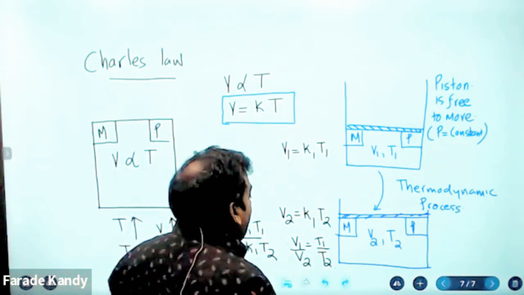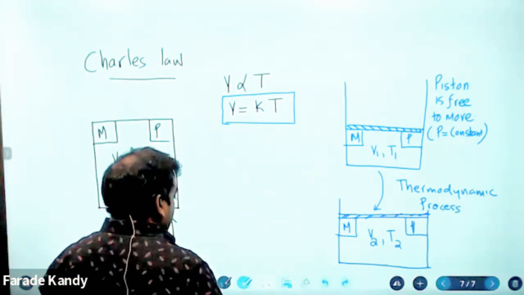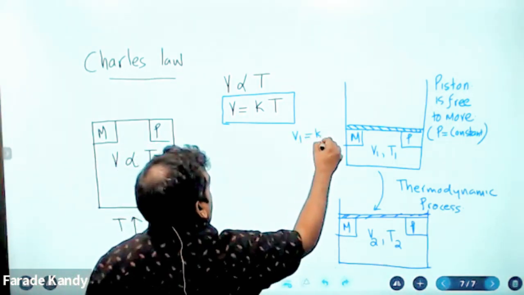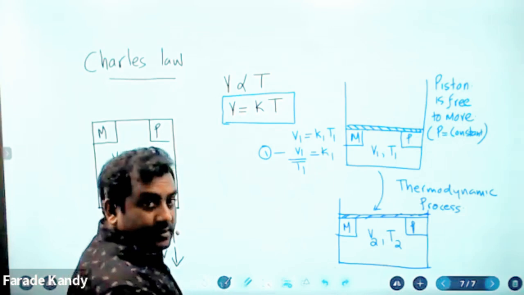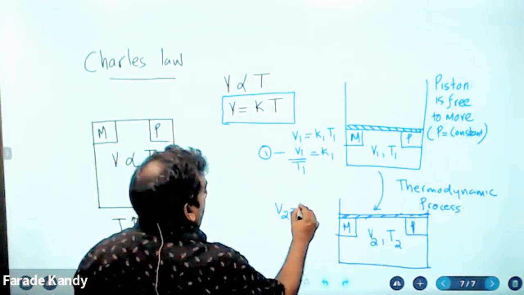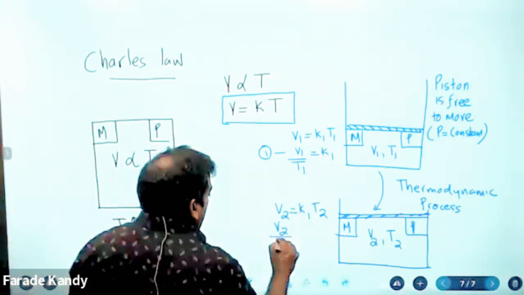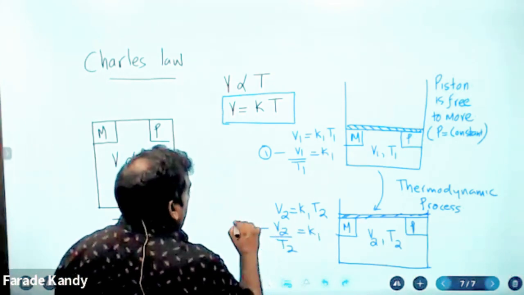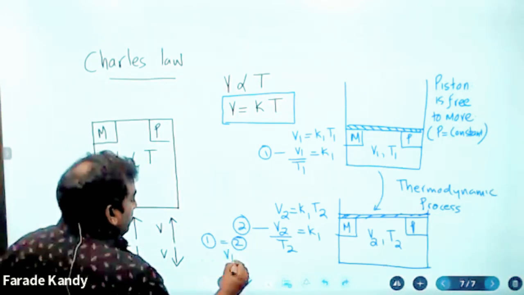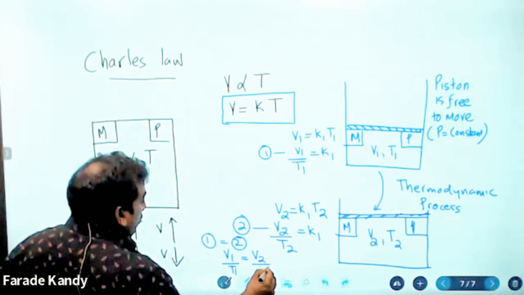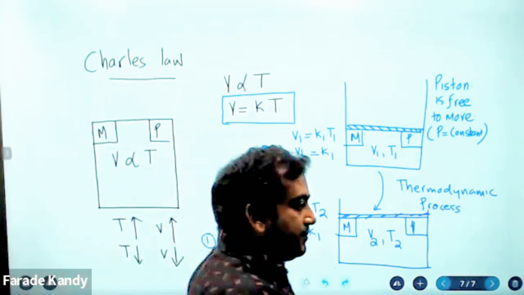From this you can modify this a bit. Or the best way is I'll represent it like this. Okay, look. V1 equals K1 T1. V1 over T1 equals K1. Easy, no? Similarly, V2 is equal to K1 T2. V2 over T2 is K1. Equation 2. What can you say about 1 and 2? 1 and 2 are equal. Therefore, you can say V1 over T1 equals V2 over T2. There you go. What do you call this? Charles' law. That's right. Charles' law.